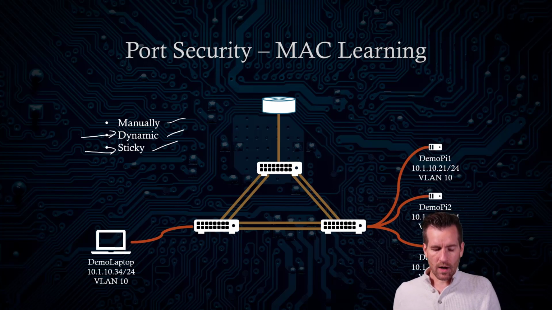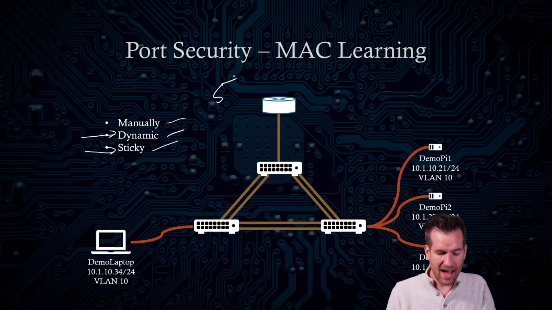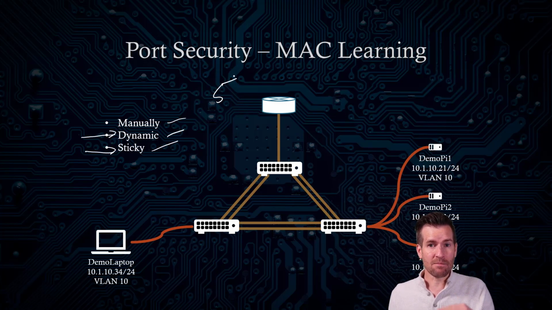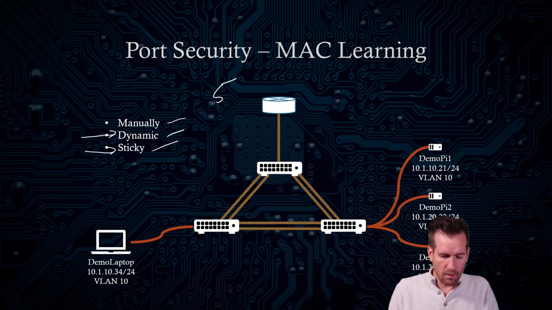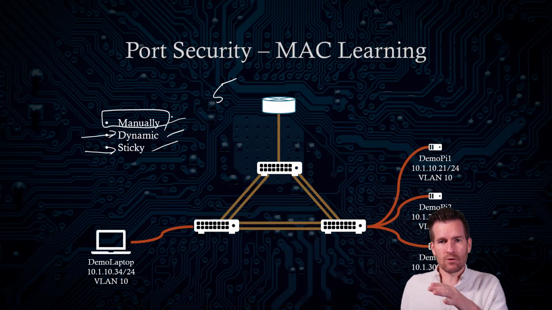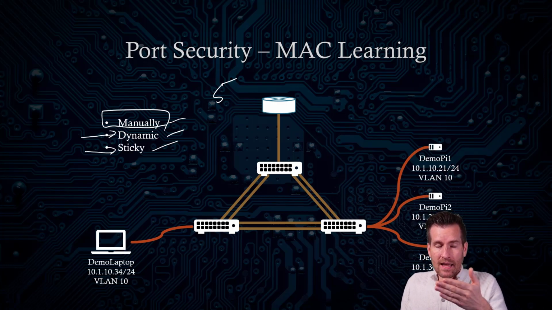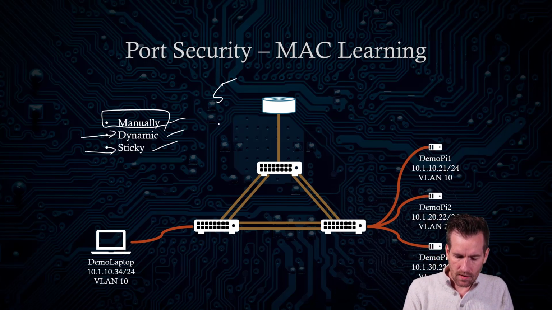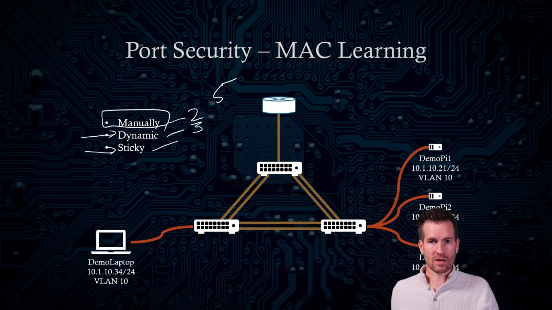Now there are times when we have set maybe 5 MAC addresses that can be on that port, and let's say we set 2 of them to be manually. So those 2 MAC addresses are going to be allowed to access that port. Then the extra 3 will be dynamic at that point in time. So you can actually mix and match these as well.